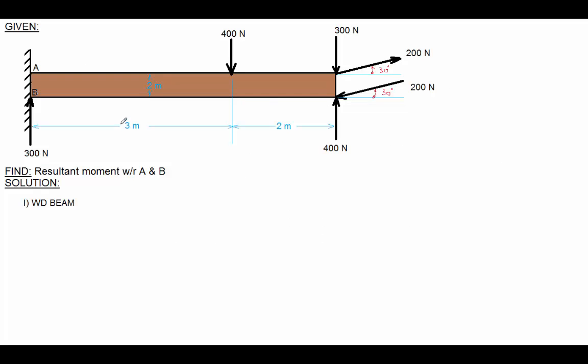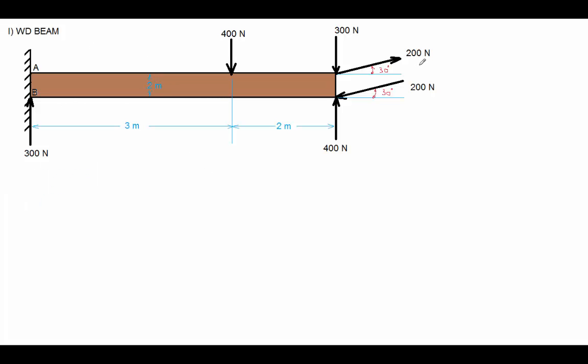In this particular problem, we have a wooden beam attached to a building over here on the left end and a series of 6 forces acting on it. The question asks that you find the resultant moment with respect to point A, which is here at the top of the beam, and with respect to point B, which is down here at the bottom of the beam.